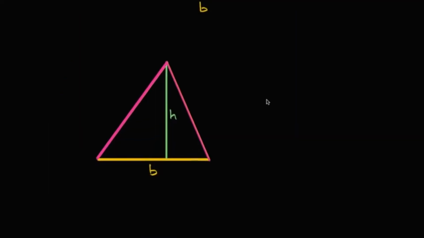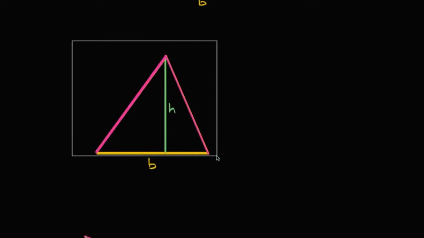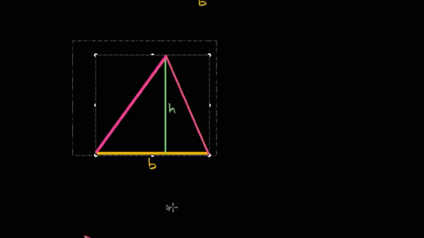So let's look at some triangles here. So that is a triangle, and we're given the base and the height. And we're going to try to think about, well, what's the area of this triangle going to be? And you can imagine it's going to be dependent on base and height. Well, to think about that, let me copy and paste this triangle.